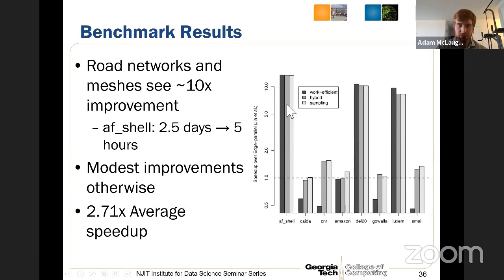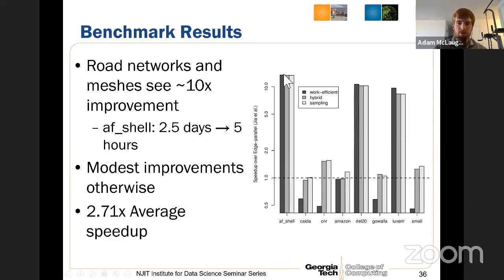So to look at things across the graphs that we tested, for road networks and meshes, we see a tremendous improvement. The other algorithms were kind of targeted toward these scale-free networks. They weren't really targeted toward high diameter networks. So in one case, we took a graph that took 2.5 days to process, and now it just takes 5 hours, which is really incredible.